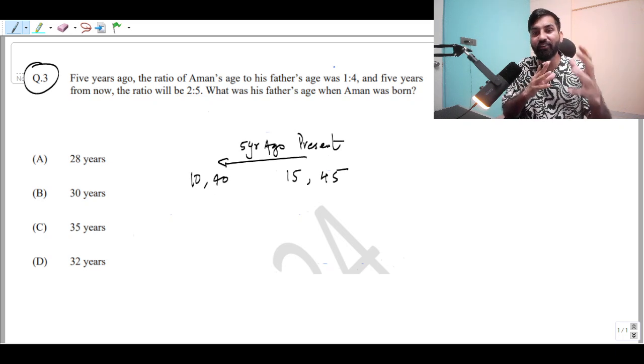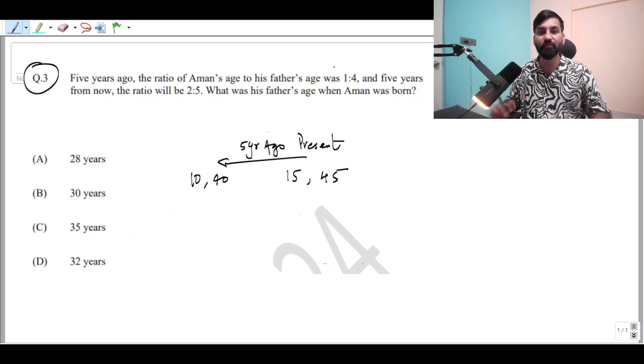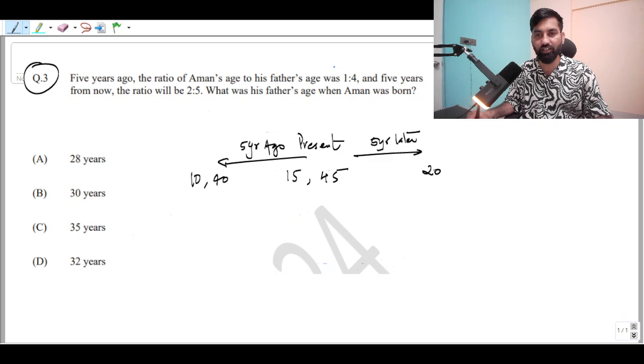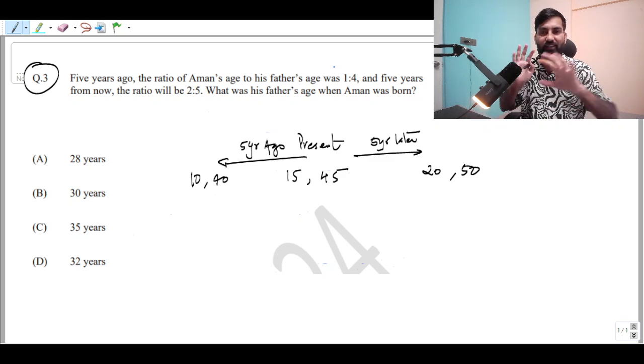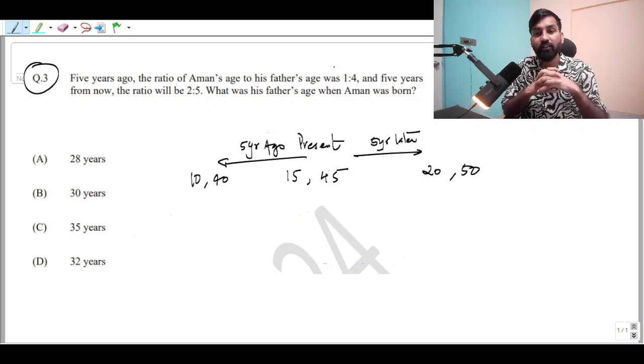Now what they have given here is 5 years from now, which means you have to go 5 years later down the line, and your ratio becomes 2:5. So after 5 years from the present, it is going to be 20 and 50. And you can notice that the ratio is the same as whatever ratio is given in the question, 2:5.